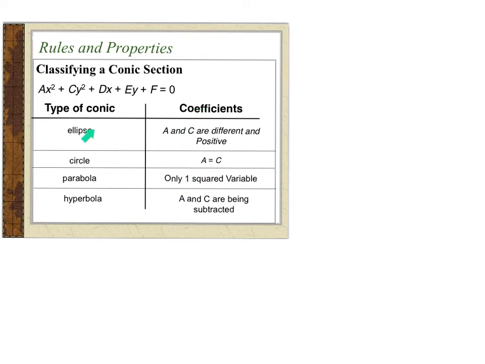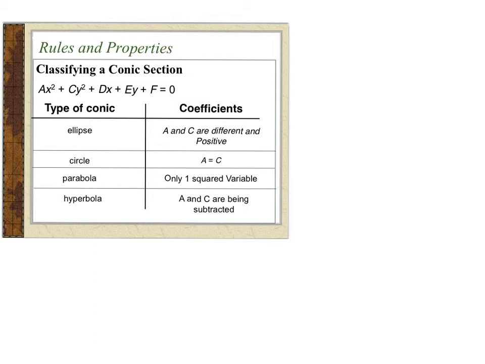So just to run through these real quick: if it's an ellipse, A and C are different, and they're both positive. If it's a circle, A and C are equal to each other. Parabola, only one squared variable, and if it's a hyperbola, A and C are being subtracted. So if we go ahead and look at this, I'll do a couple quick examples where we just put numbers in and work with the equations that we've talked about.